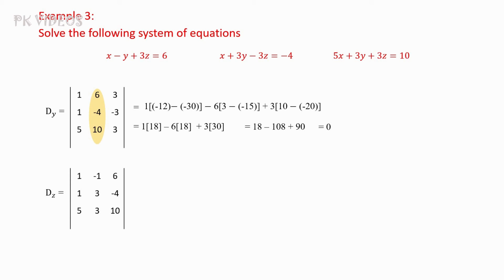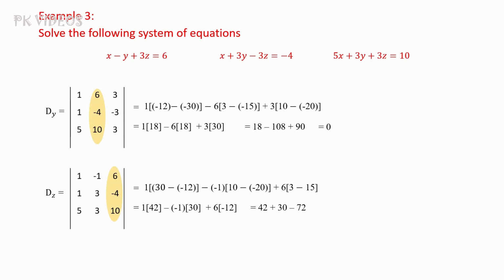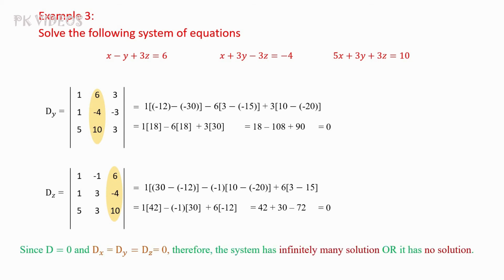After that, we find the determinant dz. To find the determinant dz, we replace the coefficient of z with the constants in the original matrix. Then when you calculate the determinant dz, we see that dz in this case is 0. Now we see the original determinant is 0 and the determinants dx, dy and dz all are 0. Therefore, the system has infinitely many solutions, or it might not have any solutions.